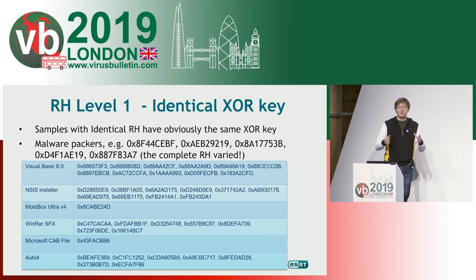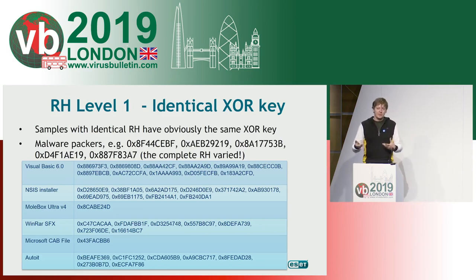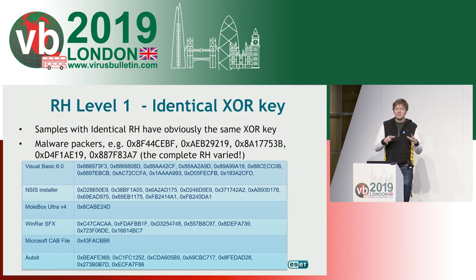Level 1, which strictly generalizes the first one, is that the two files have the identical XOR key. We found this useful in cases of malware packers, when the packer was a stub, and the identical XOR key was clustering many executables of the same nature. And also, we found you could easily identify stubs, Visual Basic files, NSIS installers, and so on.